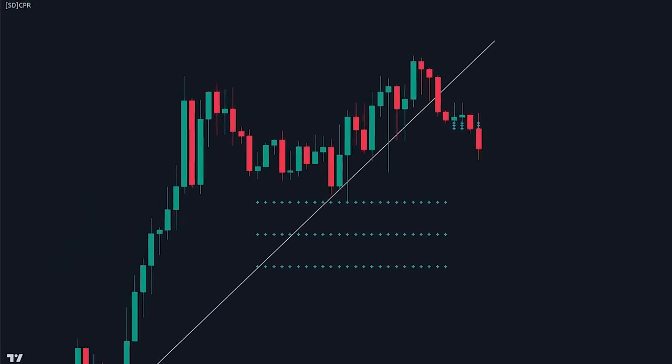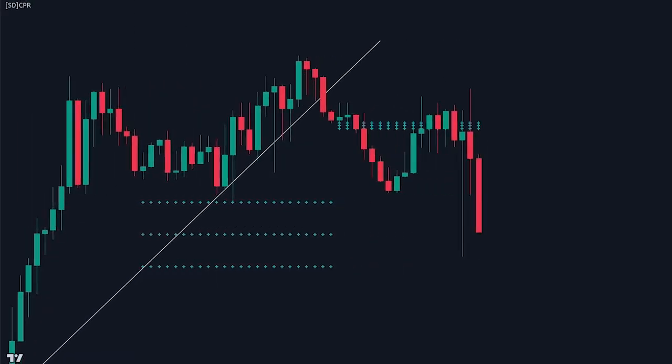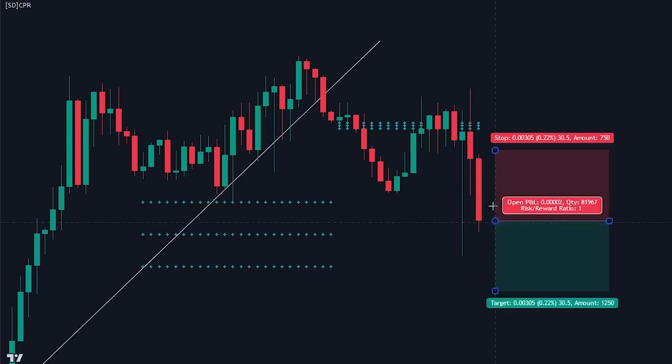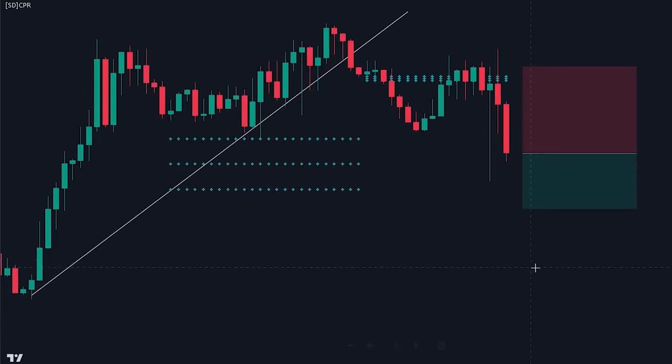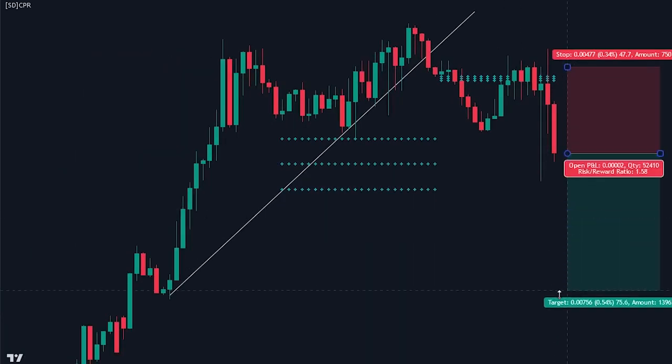As you can see here, the price rejected the resistance level, therefore, we will now enter a short position. We will be placing the stop loss at the recent upper CPR line or the swing high if the upper CPR line is too far away. For the take profit, our target will be the prior swing low. However, keep in mind that we will need a risk to reward ratio of at least 1.5. Now let's take a look at how the trade plays out.